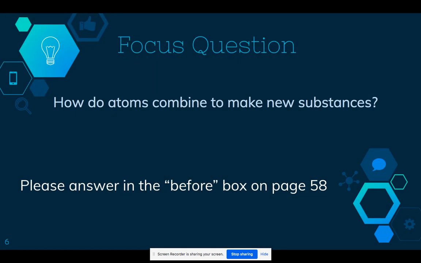So our focus question that we worked on is, how do atoms combine to make new substances? We answered it in the before box. Keep in mind, there are only three wrong answers: leaving it blank, I don't know, and I don't care. You could talk about Bob the Builder using a magical hammer to combine atoms to make new substances. Remember, this is the before box. We don't really know or have much background.